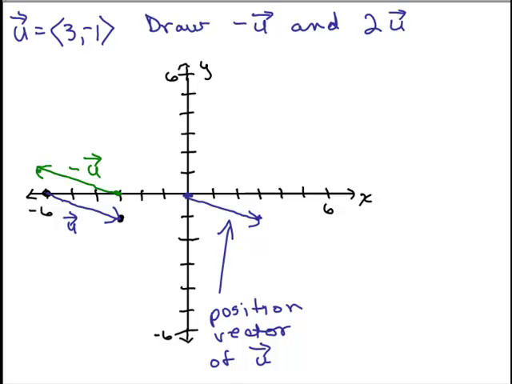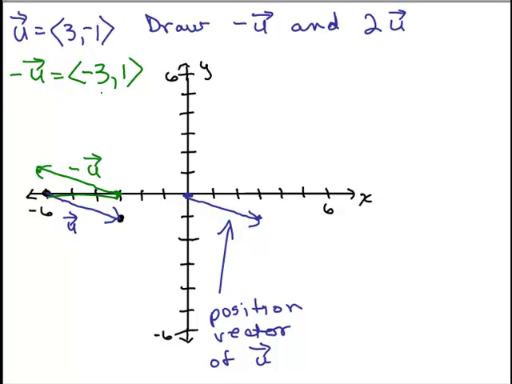Draw negative u and then state its, not its coordinates, I meant to say in component form. So what's the component form of negative u? Right, what would that be? Well, look at it. If I start here, I would have to go to the left 3 and up 1. So it's -3, 1.